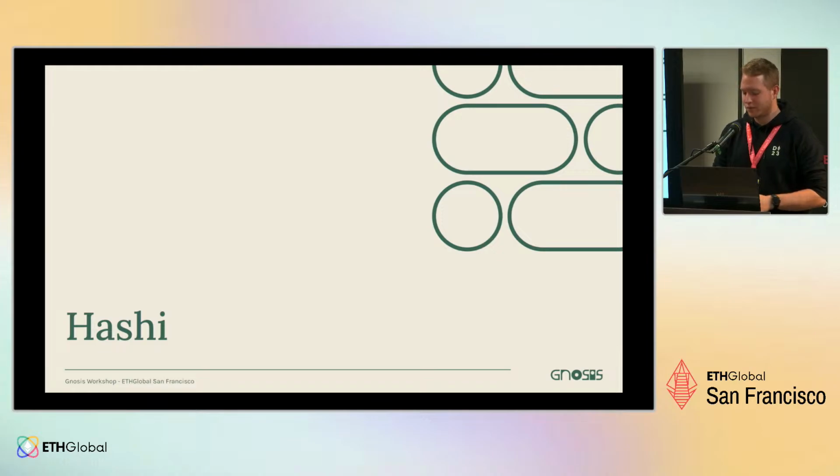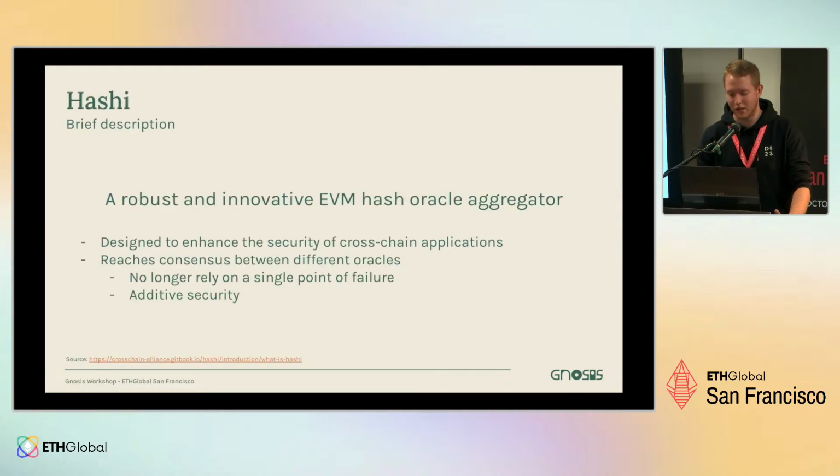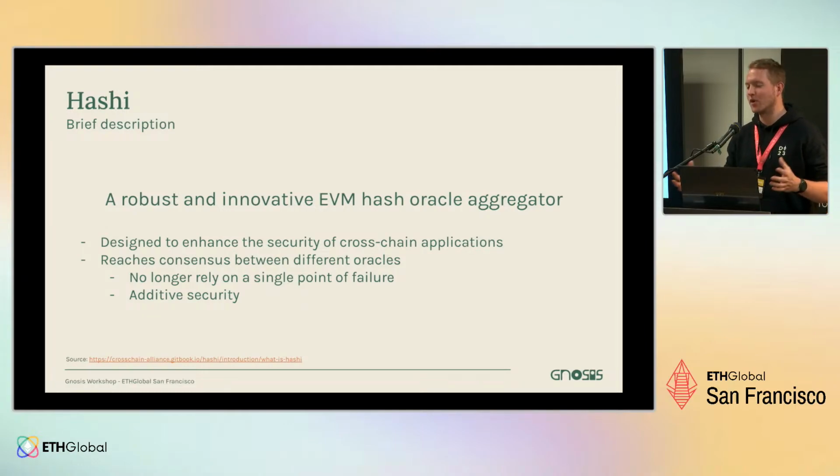Then we have Hashi. Hashi is a robust and innovative EVM hash oracle aggregator. Basically, it's designed to enhance the security of cross-chain applications. The way it works is that it reaches consensus between different oracles or bridges. Currently, for example, on Gnosis Chain, we have one bridge between Ethereum and Gnosis Chain that has many validators, but still there could be an issue in there somewhere.